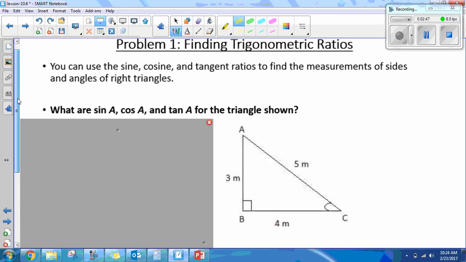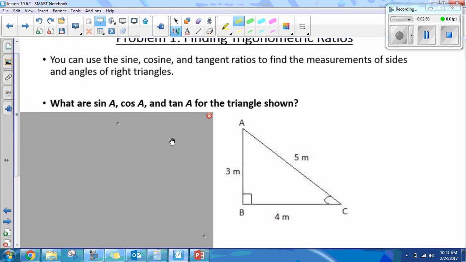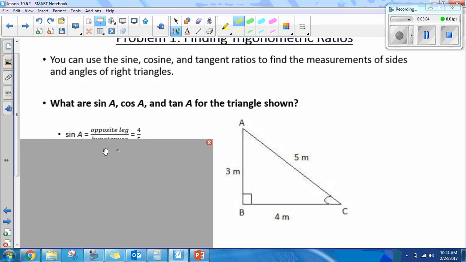What are sine of A, cosine of A, and tangent of A for the triangle shown? So here we have triangle ABC. Angle B is the right angle. So the hypotenuse is 5 and the legs are 3 and 4 meters long. First we need to find the sine of angle A. That's this angle up here. So we have to identify the length of the opposite leg. The opposite leg is this one, and the length of that is 4, over the hypotenuse, which is 5. So the sine of angle A is 4 over 5.